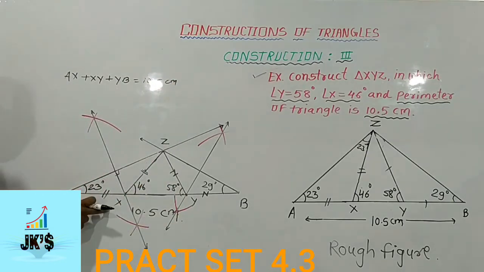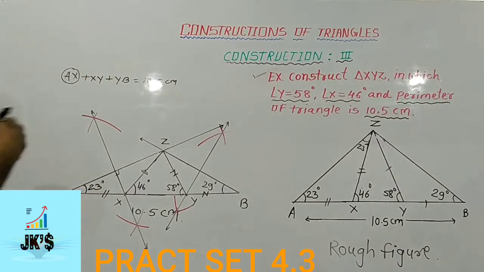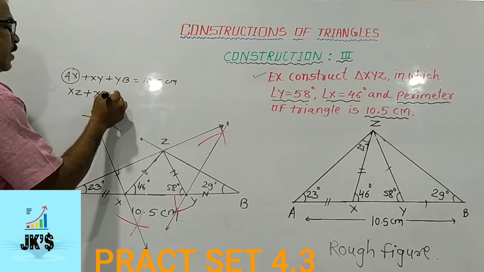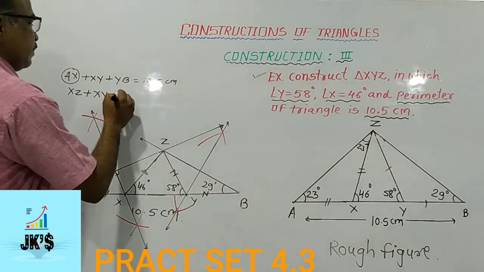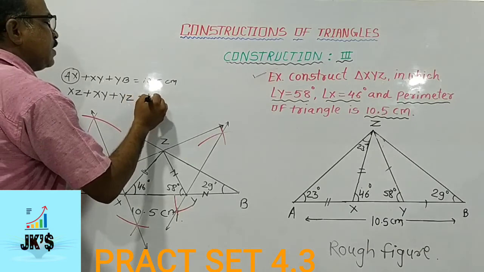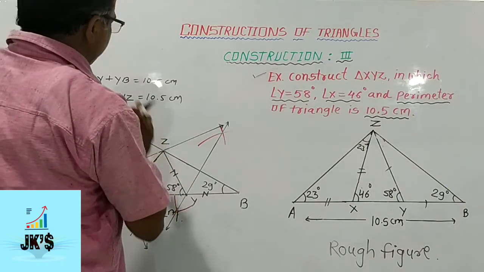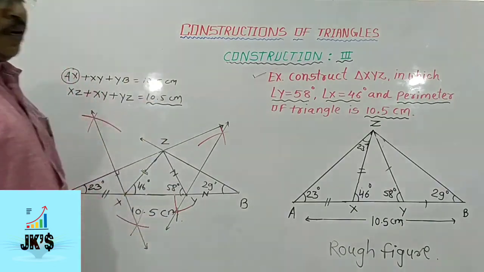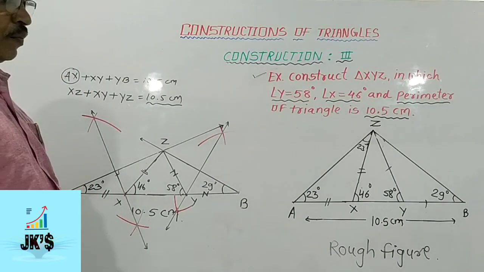But AX is congruent to XZ. Instead of AX, we substitute XZ plus XY as it is. Similarly, YB is congruent to YZ. Hence, the sum of all sides of triangle XYZ, that is XZ plus XY plus YZ, equals 10.5, means this is the perimeter. Okay friends, in this way our construction of the triangle gets completed.